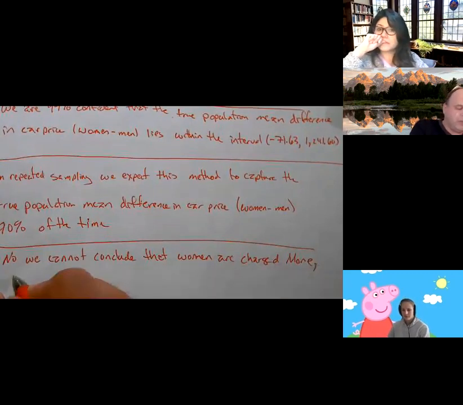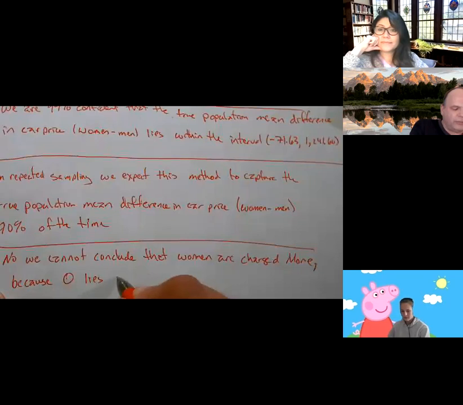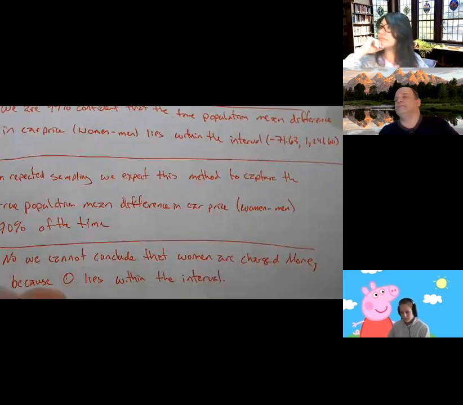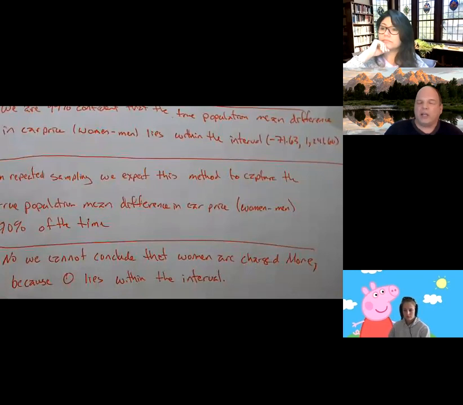Why? Because 0 lies within the interval. Okay, because the null hypothesis lies within the interval, we cannot claim that women are charged more than men. Not at the 99% level. We could at a lower level, but not at a 99% level.